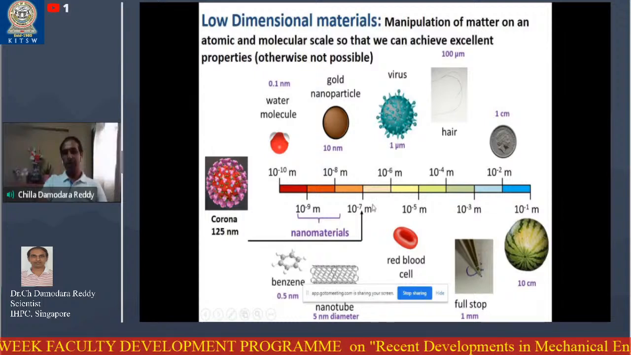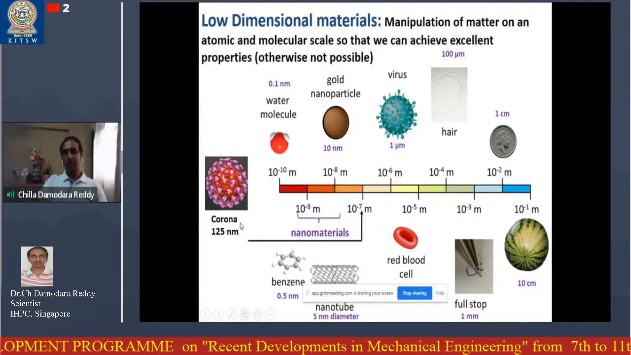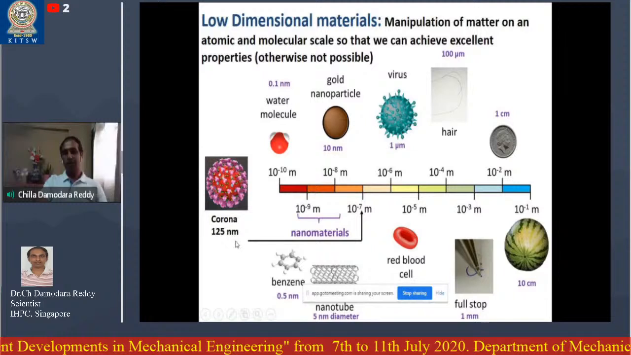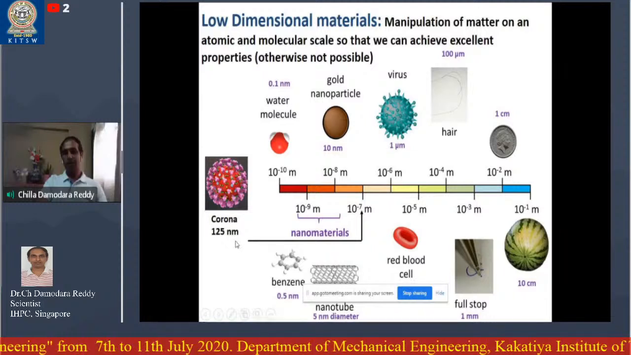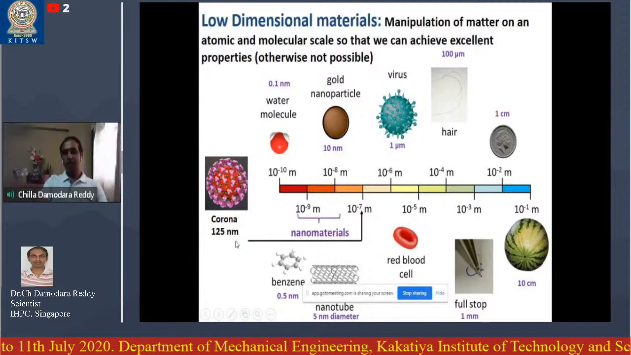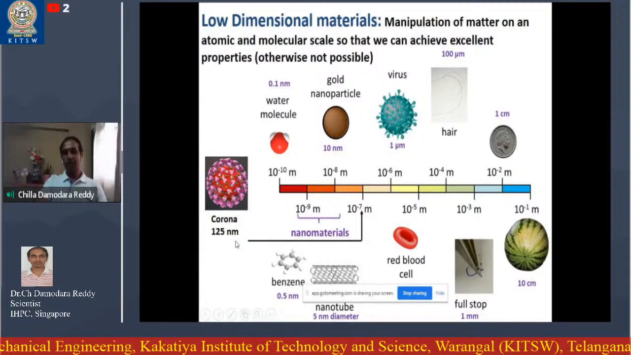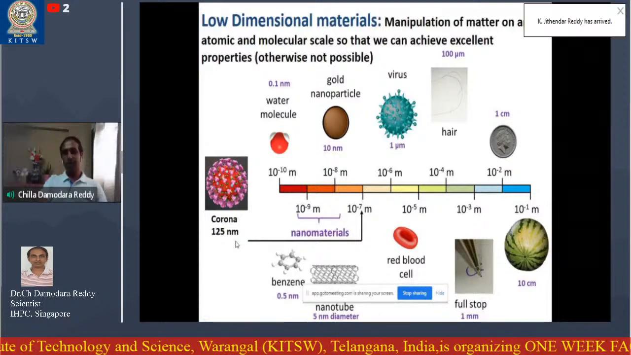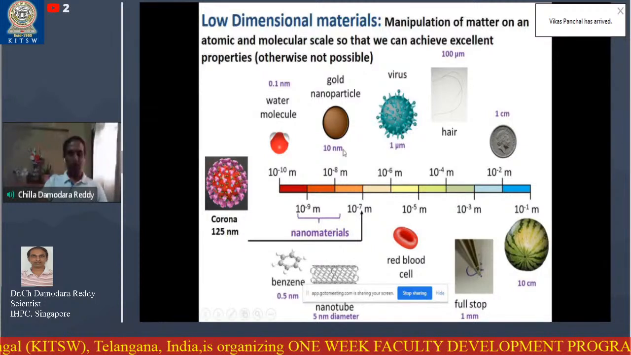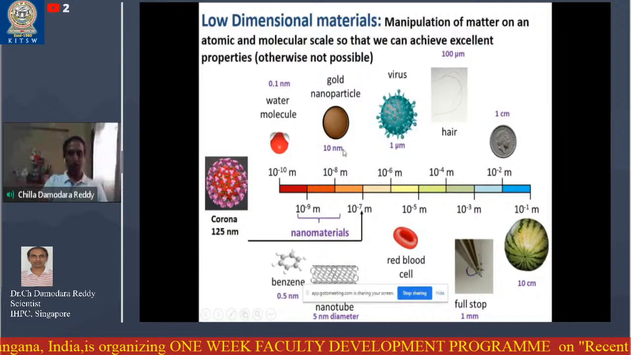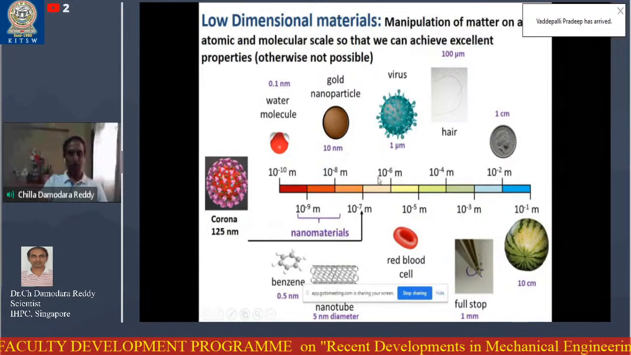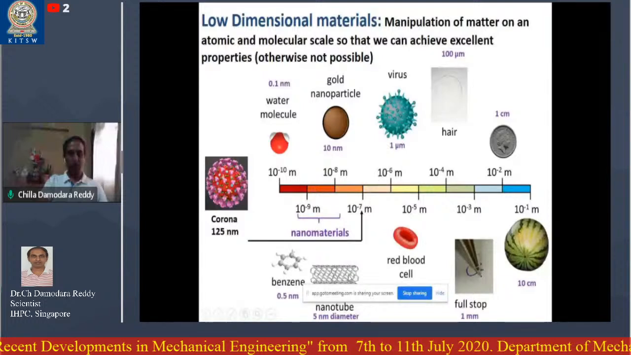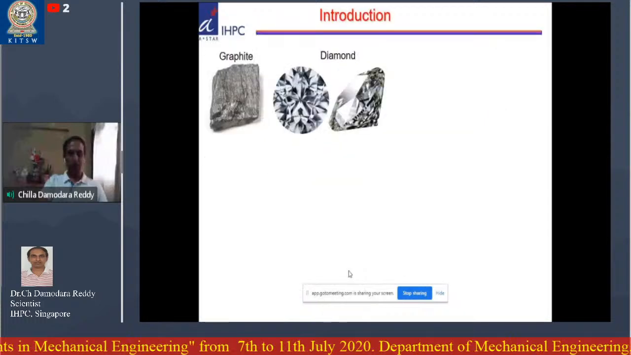Currently, this entire world is facing a problem with the coronavirus. The coronavirus is typically around 125 nanometers, that means 0.125 micron. Something that small is currently taking the world into recession, taking a lot of lives, and affecting our lives. Today we are talking about the nanometer scale, 1 nanometer or a few nanometers, on graphene, carbon nanotubes, C60 molecules and other materials.